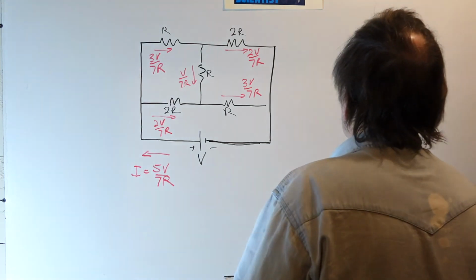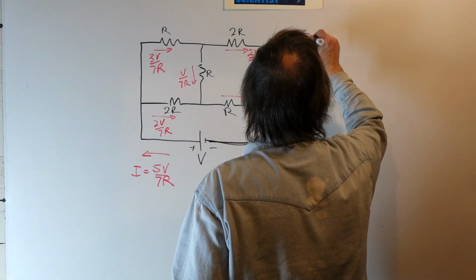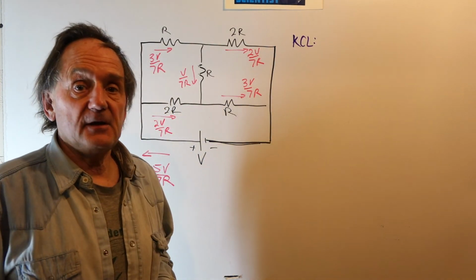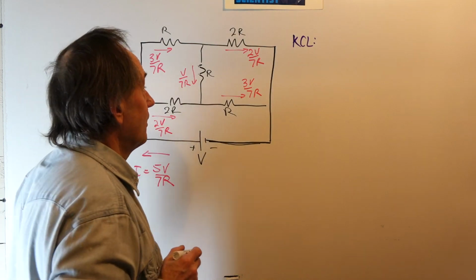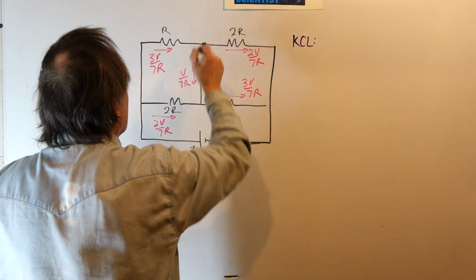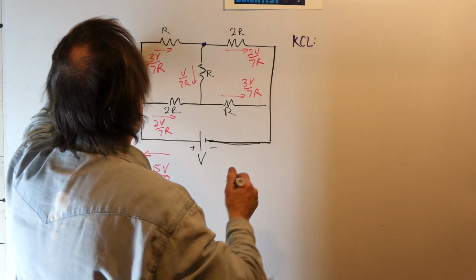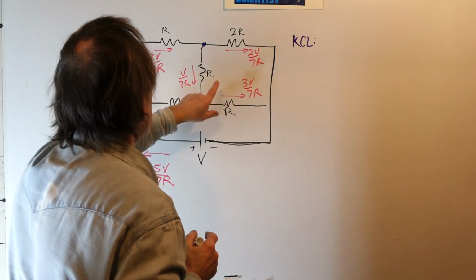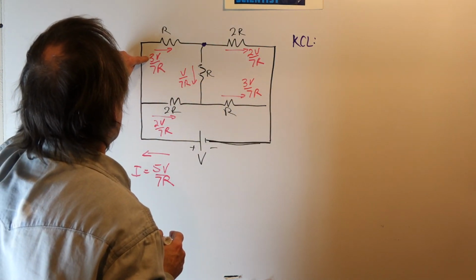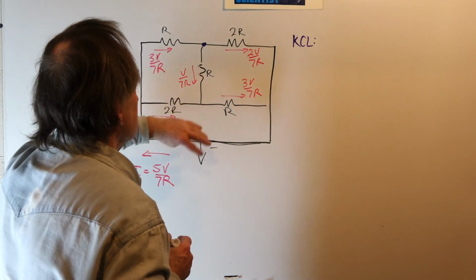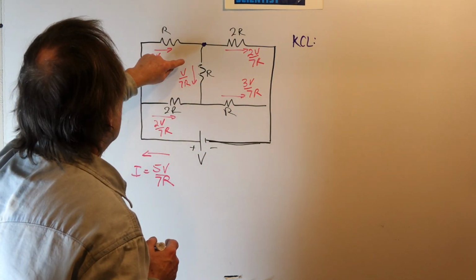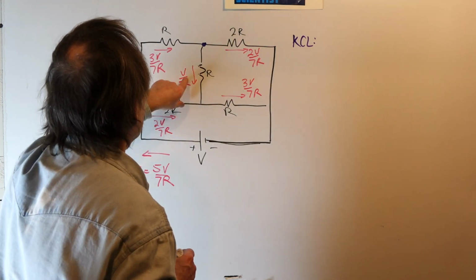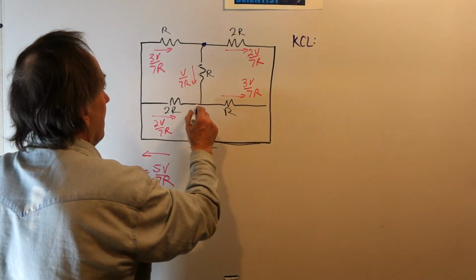Now, let's use Kirchhoff's Current Law, which tells us that the sum of the currents into a node has to equal the sum of the currents leaving the node. So at this node, the current coming in is 3V over 7R, and the currents leaving are 2V over 7R and V over 7R. The denominators are all the same, so we can ignore those. So we have 3V equals V plus 2V. So 3V going in, 2V over 7R and V over 7R going out. So that checks.